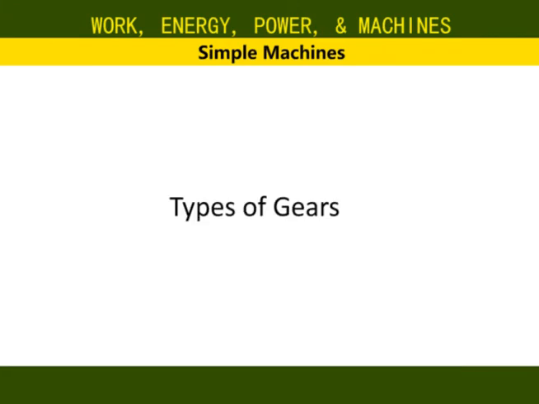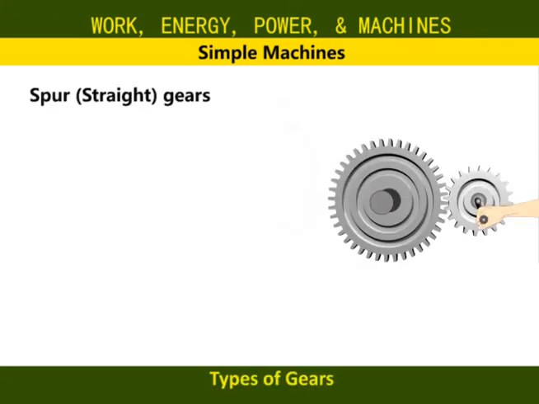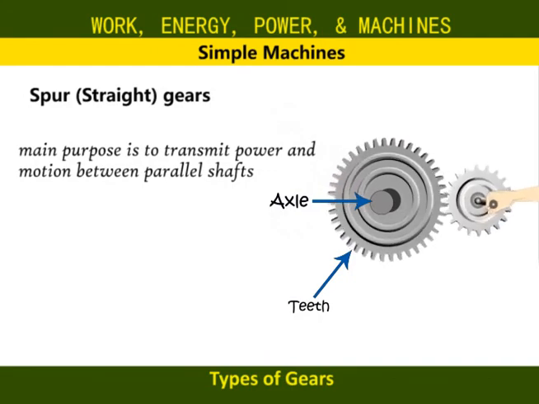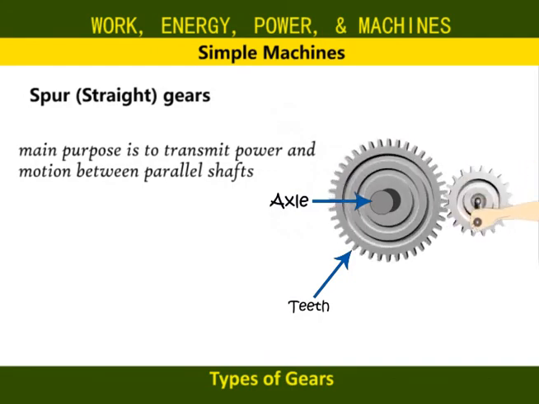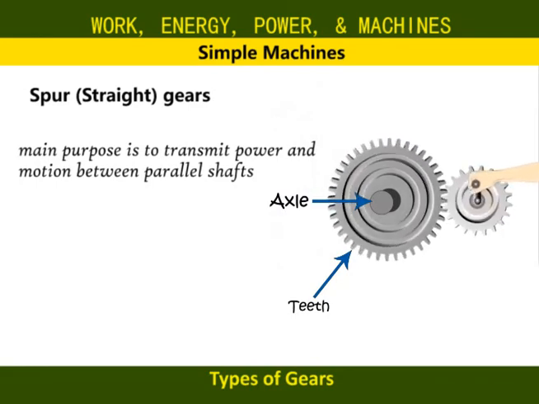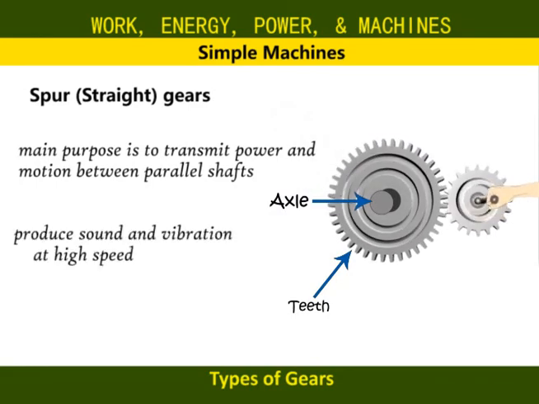Different gears differ from each other in the way teeth are arranged. Spur or straight gears have their teeth straight and parallel to the axle of the wheel. Their main purpose is to transmit power and motion between two parallel shafts. They are the most common, easy to manufacture, but produce sound and vibration, especially at high speed.